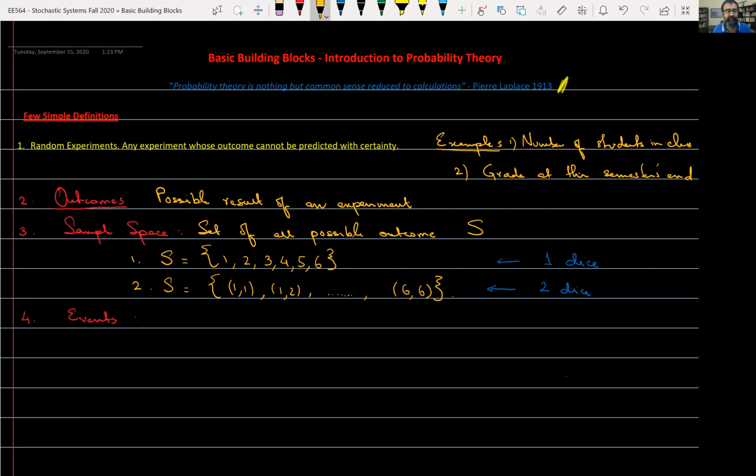What are events, Ghazi? A subset of sample space. I'll agree. Say it again, I didn't hear the first response. So Ghazi, say it again. A subset of sample space. Okay, and Ghazi agrees. So an event is simply a subset of the sample space.